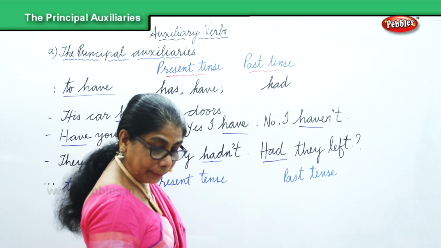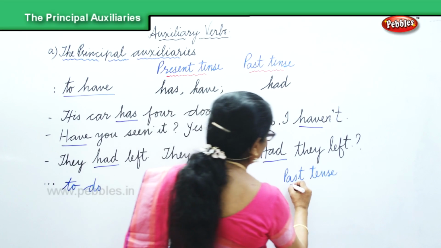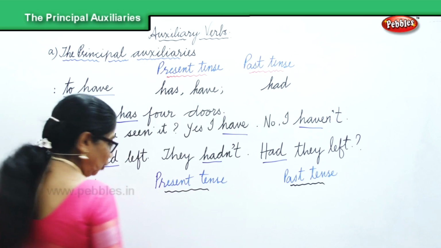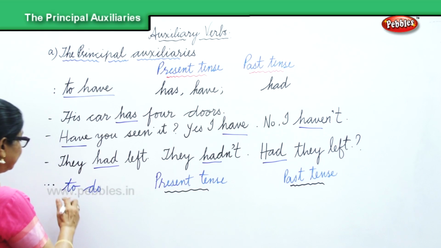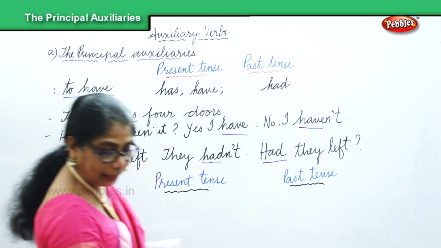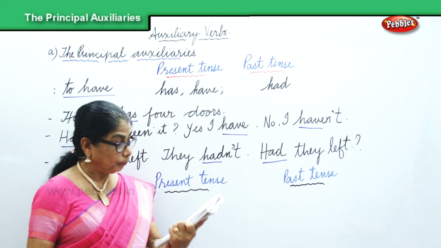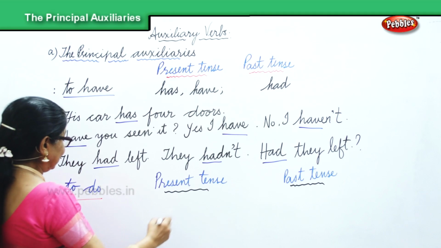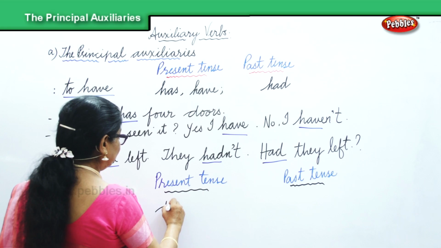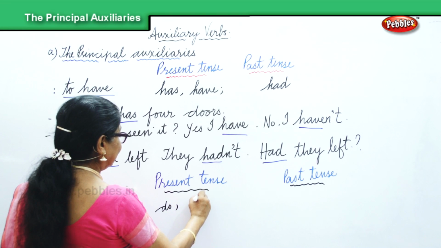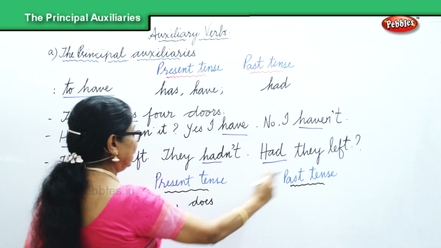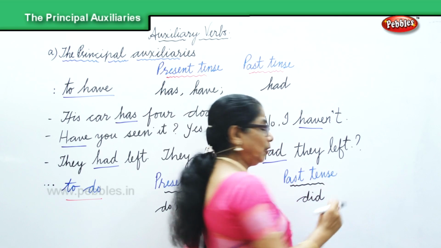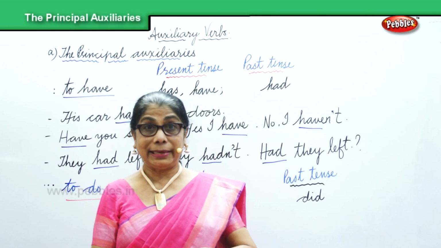Okay, let's look at the present and the past, and we are looking at "to do" verbs. Now, what are they? We have do and does in the present. Do and does, and in the past we have did. So these are the 3 verbs we are going to look at.